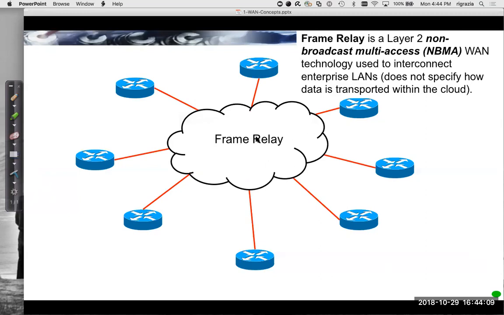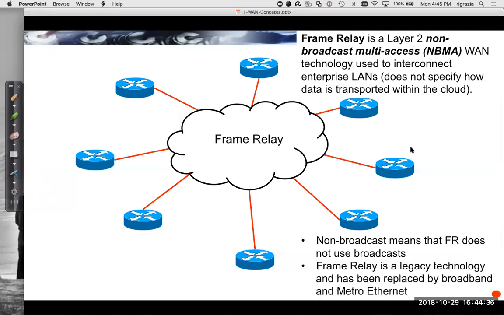And you could have a full mesh of virtual circuits, but that's quite costly because, again, you're paying the provider for each circuit. Or you could do a hub and spoke topology where everybody communicates with a single node. So continuing with this, the non-broadcast part means that frame relay does not use broadcast. So there is no broadcast capability. Frame relay is a legacy technology and has been replaced by other broadband technologies, including Metro Ethernet.